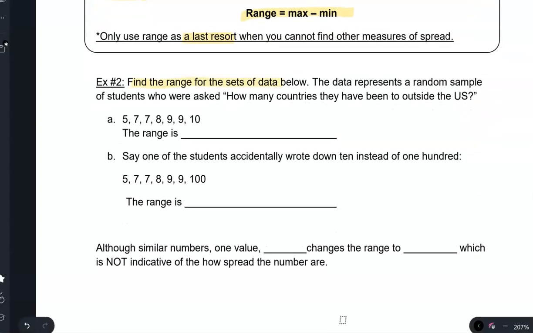So we're going to find the range of the data sets below. It represents a random sample of students who were asked how many countries they'd been to outside of the US. So if I'm looking at this data set, the range would be 10 minus 5. It would be 5 countries. Okay, that's fine. But let's say that one of the students accidentally wrote down 100 instead of 10. So the range of this data set, just changing that one number, now makes the range 95.